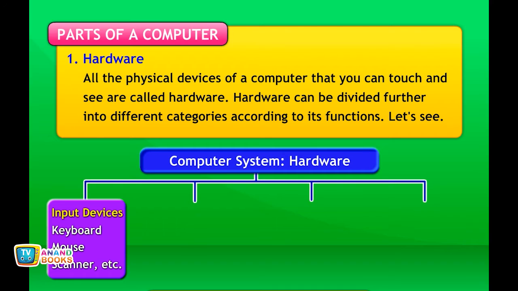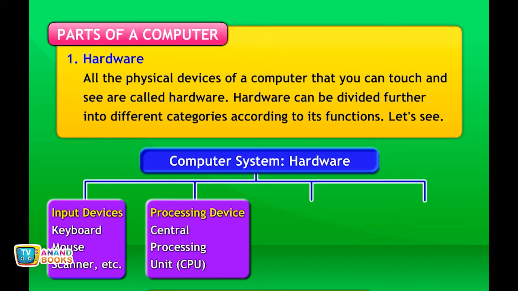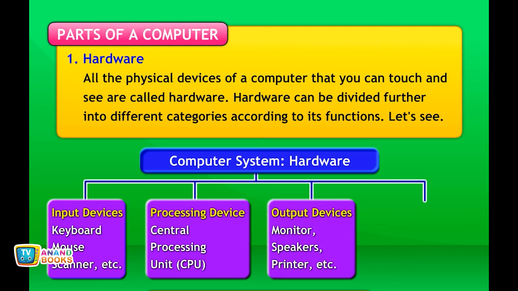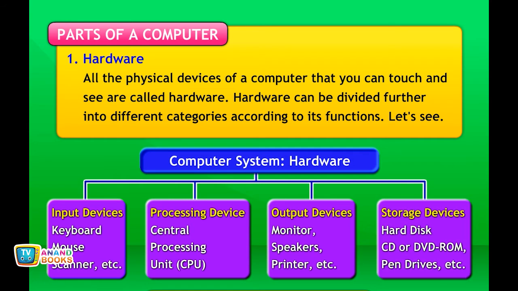Input devices: keyboard, mouse, scanner, etc. Processing device: Central Processing Unit, CPU. Output devices: monitor, speakers, printer, etc. Storage devices: hard disk, CD or DVD-ROM, pen drives, etc.